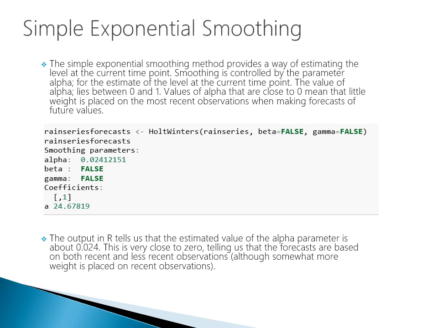So in R, if I run the Holt-Winters simple exponential smoothing, I see what my smoothing parameter, my alpha level, is. The output in R is telling us that the estimated value of the alpha parameter is about 0.024. This is very close to 0, which tells us that the forecasts are based on both recent and less recent observations, although somewhat more weight is placed on recent observations.